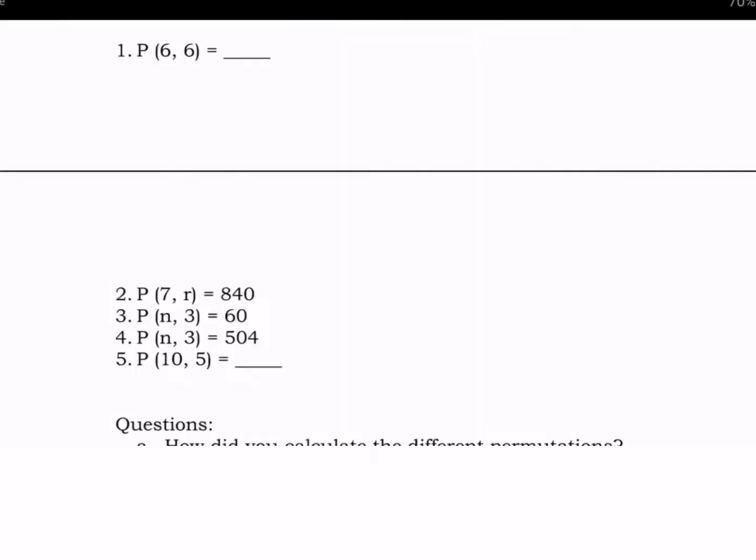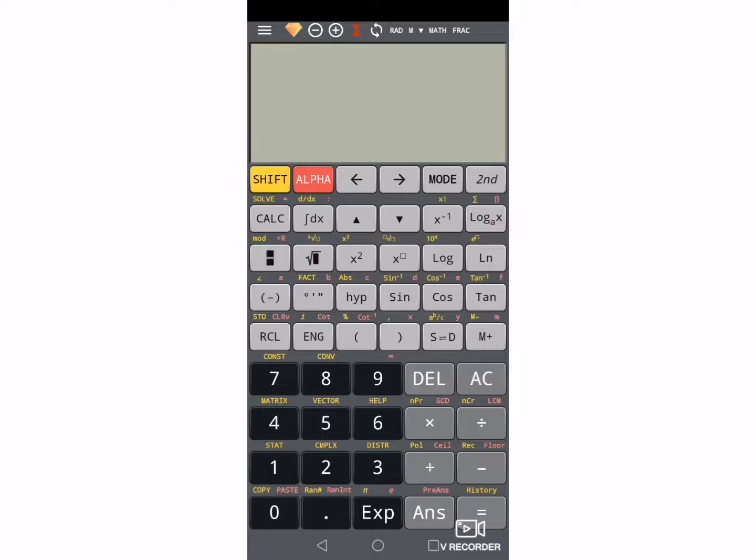For number 5, the permutation of 10 taken 5 at a time, the answer is 30,240. So n is 10. Permutation of 10 taken 5 at a time. So the answer is 30,240.